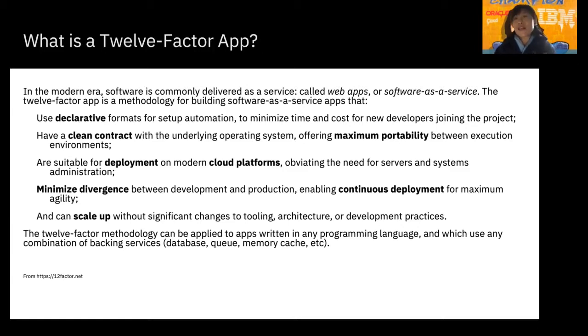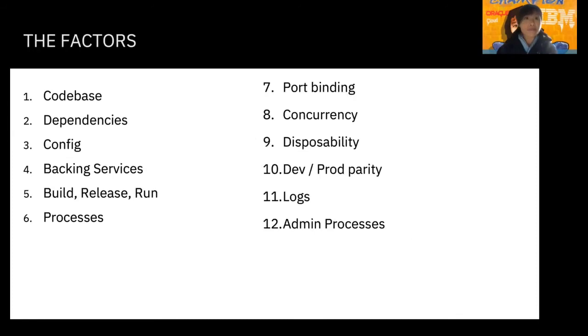The other thing I want to mention is that the 12-factor is language agnostic. You can use this 12-factor for Go and for Java applications. In this talk, I will just talk about Java. It is called the 12-factor app because it has 12 factors, from code base to admin processes. Later on, I will go through each individually.